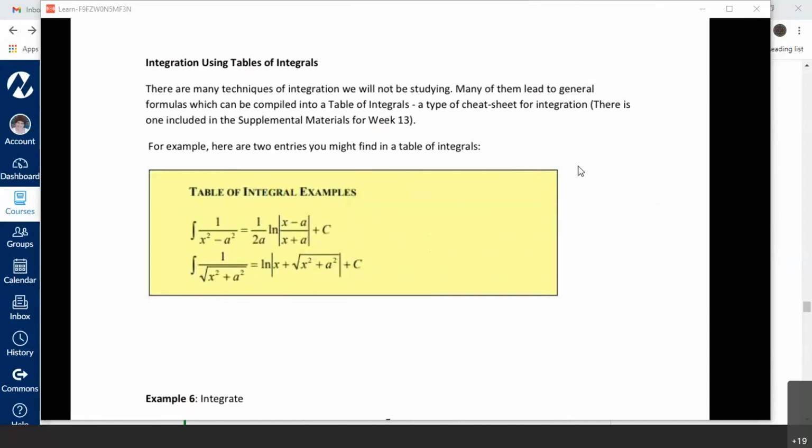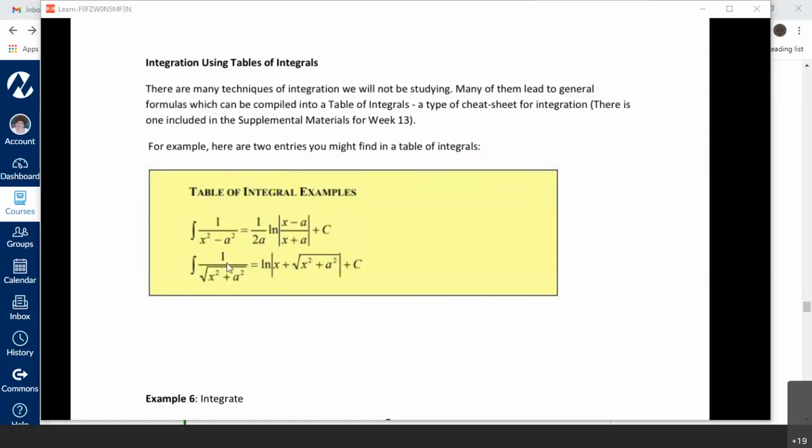Okay, so people have noticed these patterns and they've created formulas into what they call tables of integrals, a general cheat sheet for integration. And again, there's one in the supplemental materials of this week in Canvas. So here are 2 types of entries you might find. If you have an integrand that looks like 1 over x squared minus some quantity squared, it integrates like this. They're just telling you, skip the integration step, just follow the pattern.